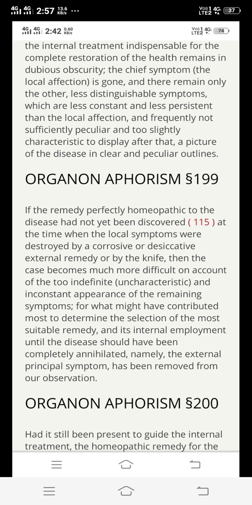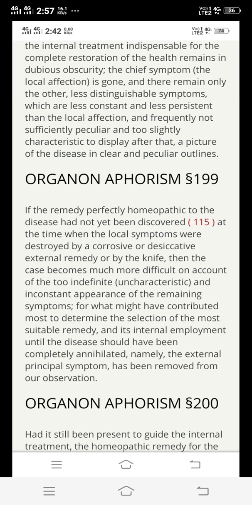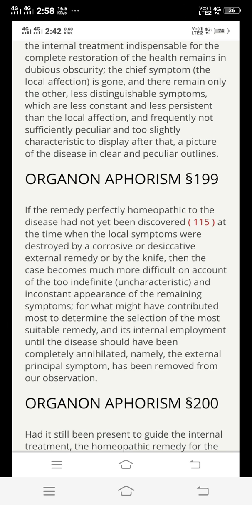So, in aphorism number 199, they explain about the dynamic local maladies and the adynamic remedial agents. That is, if the remedy perfectly homeopathic to the disease had not yet been discovered at the time when the local symptoms were destroyed by a corrosive or a desiccative external remedy. That is, when we use some external application in the form of a corrosive or a desiccative external remedy, or by the knife, if we cut some external part.